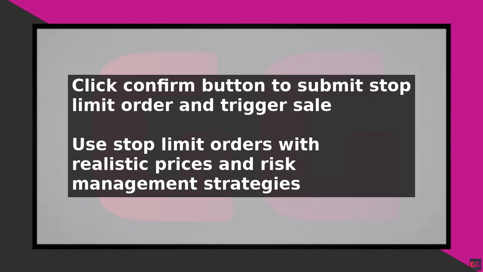Best practices for using stop limit orders on Robinhood Options include setting realistic stop and limit prices based on the current market conditions, regularly reviewing and adjusting your orders, and using stop limit orders in conjunction with other risk management strategies. By following these steps and using stop limit orders effectively, you can help manage your risk and protect your profits when trading options on Robinhood. Remember to always stay informed and up to date with market conditions and adjust your trading strategy accordingly.